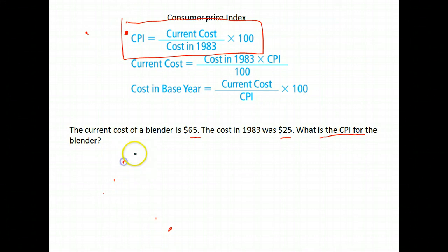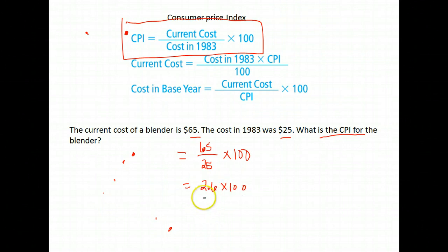Let's put in our information. It says you take the current cost, it says the current cost of a blender was $65, divided by the cost in 1983. In 1983, it says a blender was $25. And then we're supposed to multiply by 100. So we go ahead and do 65 divided by 25 is 2.6. And then we go times 100. And we get a CPI of 260 for blenders.